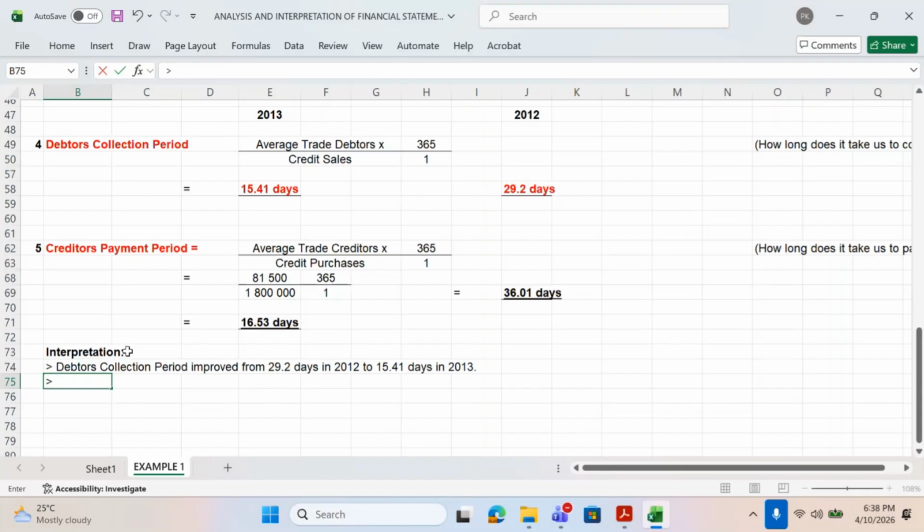You cannot just say it has improved and then you end there. That's not a proper comment from a grade 12 student. You must quote figures. That's why they always say comment and quote figures. I need to see it has improved from where to where. You need to tell me it has improved from 29.2 days in 2012 to 15.41 days in 2013. You quoted figures. You told me it has improved, but also you quoted figures. That's a very good comment, the best comment that I want to see.